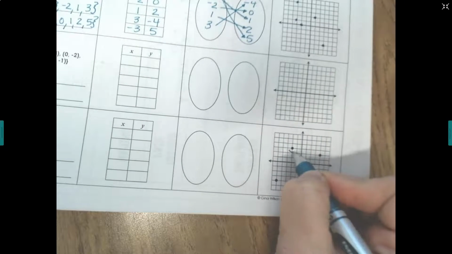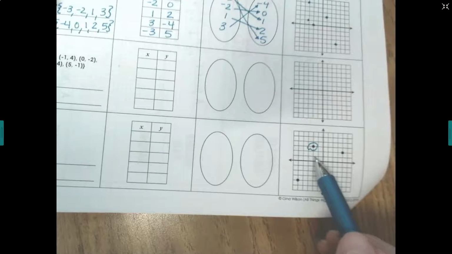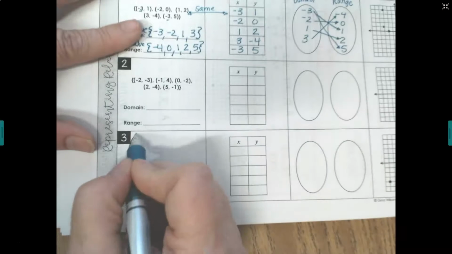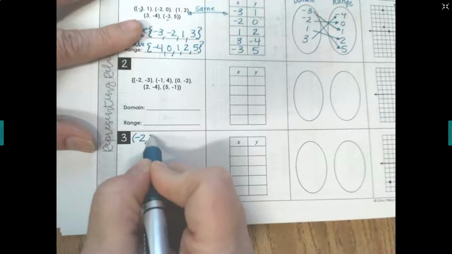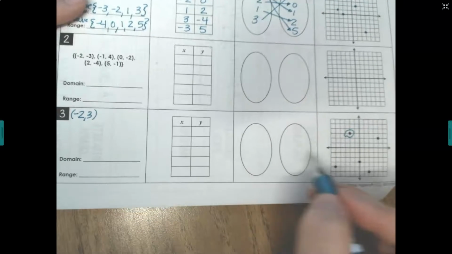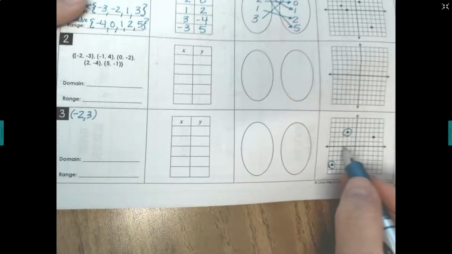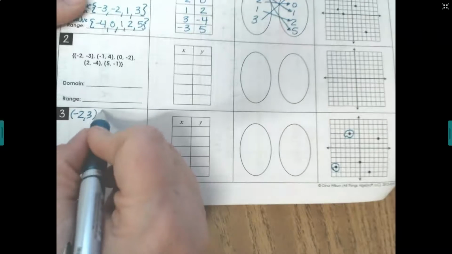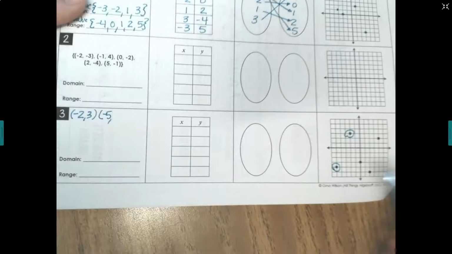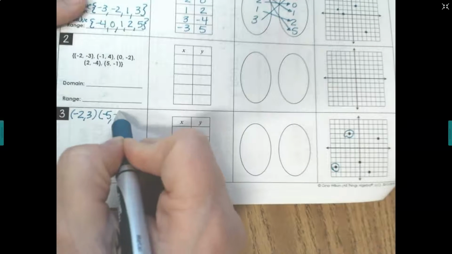Okay, so I'm going to name this point first. It doesn't matter which one comes first right now. This point, to get there, I'd have to go left 2 and up 3. So left 2 and up 3. To name this point right here, I'd have to go left 1, 2, 3, 4, 5. So that's a -5. And then down 1, 2, 3, 4. So that would be -4.